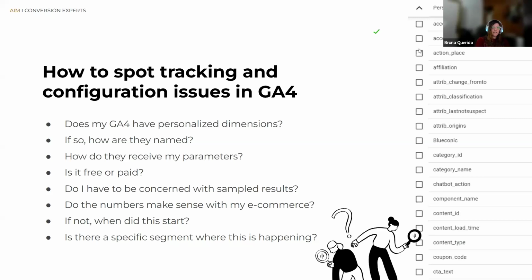And here is an example of a lot of personalized dimensions that we can make. So we can make about category, attributes, affiliation, content, component, the text of our call to actions, and whatever you can imagine you can personalize.